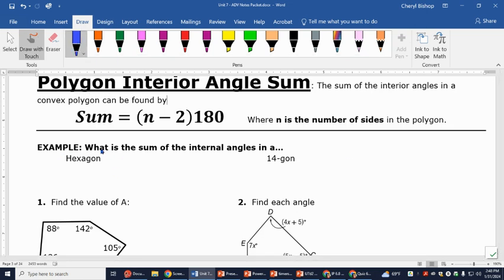My first example says, what is the sum of the internal angles in a hexagon? So we need to remember that a hexagon has 6 sides, so n is going to equal 6. So in my formula, I'm going to do 6 minus 2 times 180. That's going to give me my sum. So I'm going to grab my calculator.